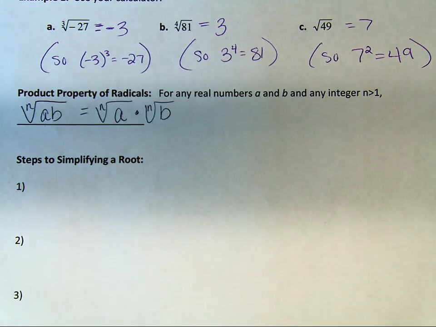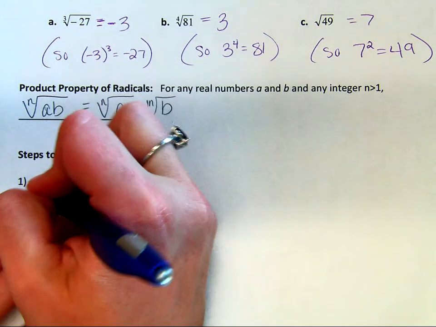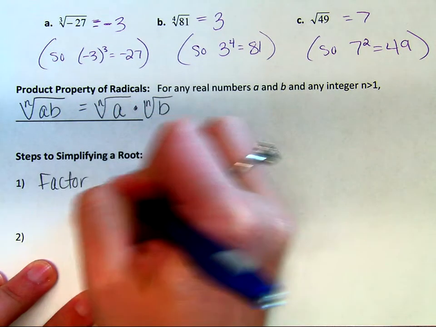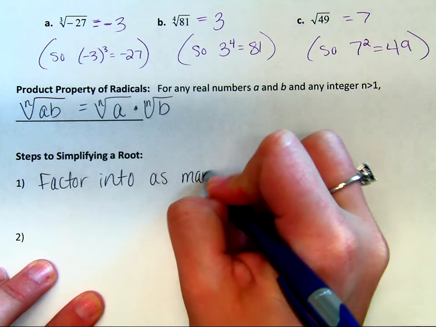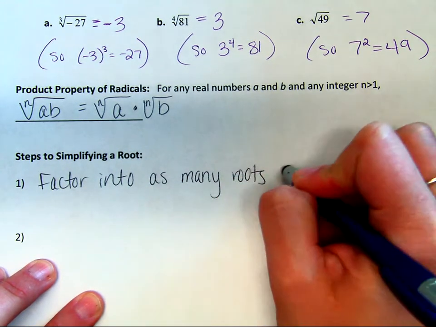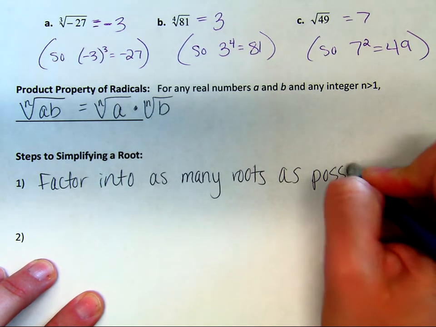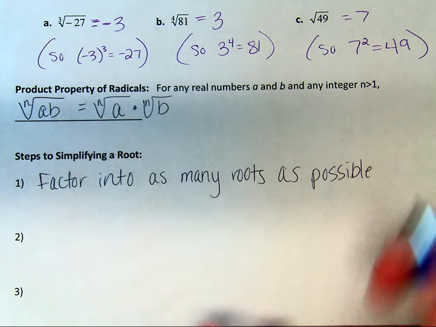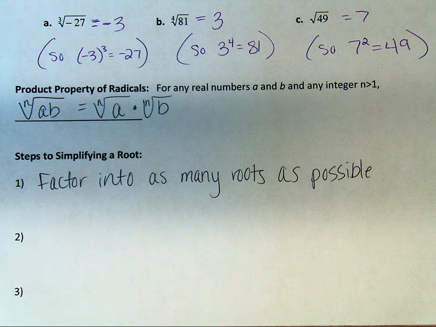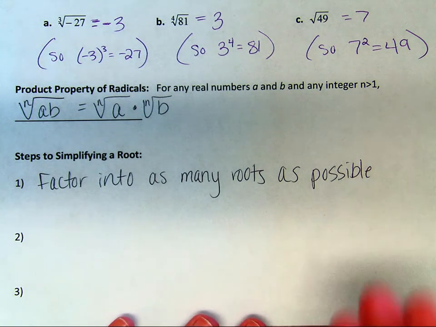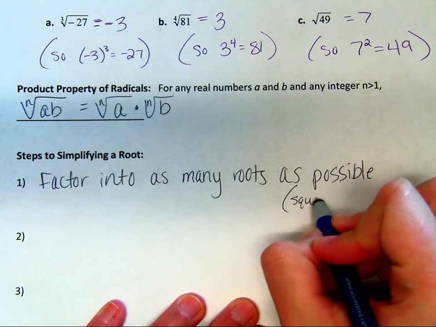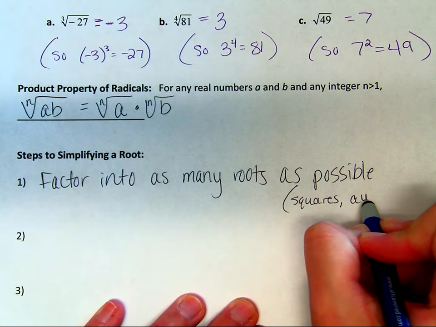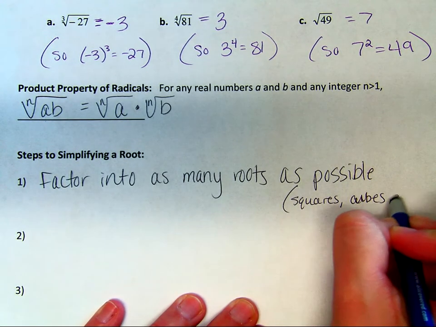So here are the 3 steps to simplifying a root. Step 1 is to factor into as many roots as possible. That means factor into as many perfect squares, cubes, etc.